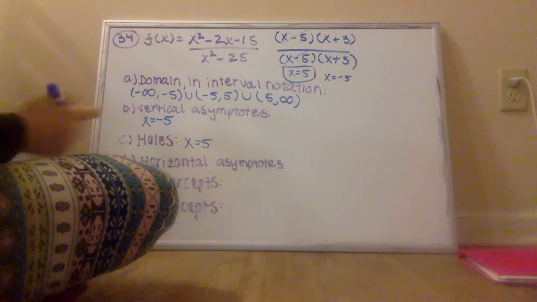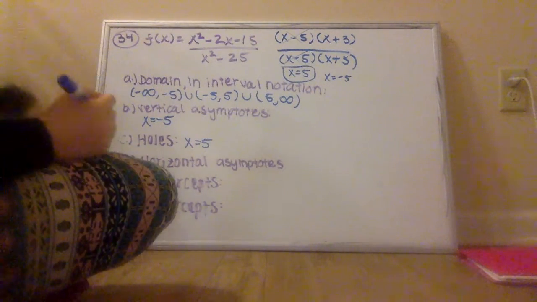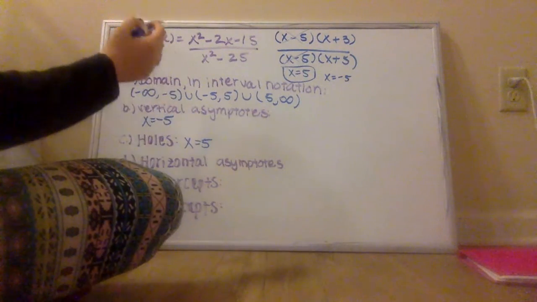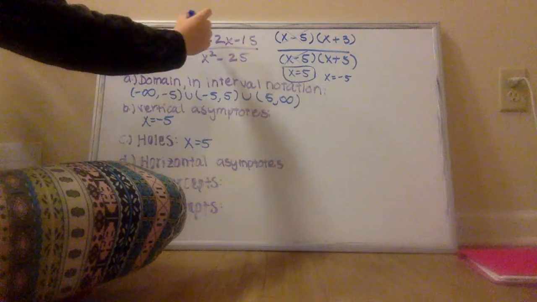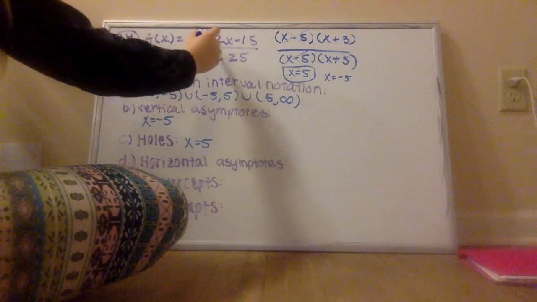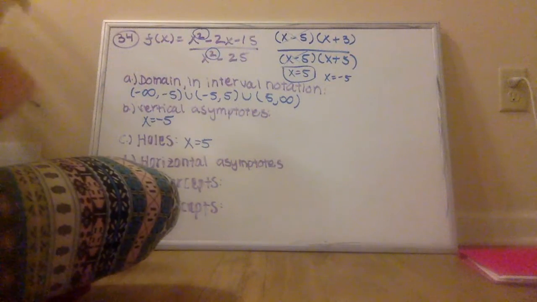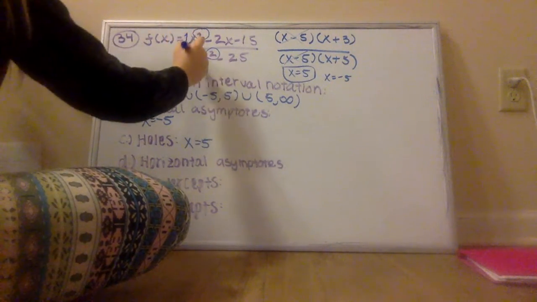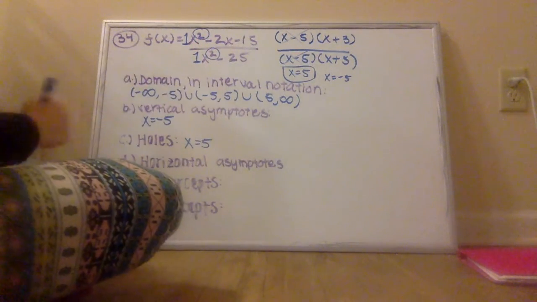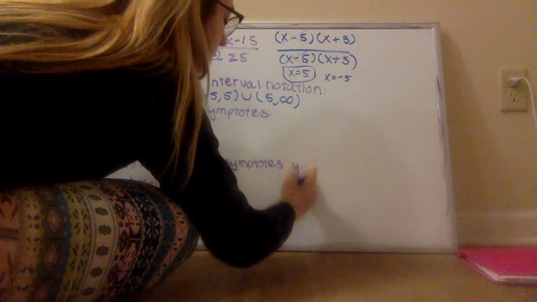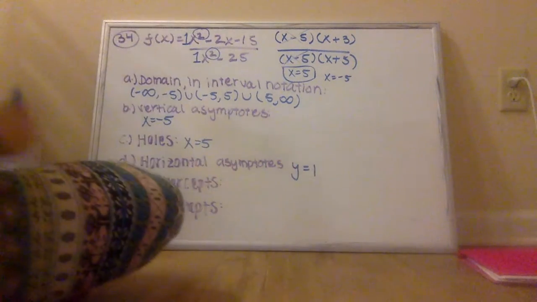Alright, so the next thing we need to do is our horizontal asymptotes. For that, we need to look at our highest power of x in both the numerator and denominator. In the numerator, our highest power of x is 2, and in our denominator, it's also 2. Because they're equal exponents, we look at the leading coefficients, which happen to be 1 and 1. So 1 over 1 is just 1, so we have a horizontal asymptote at y is equal to 1.